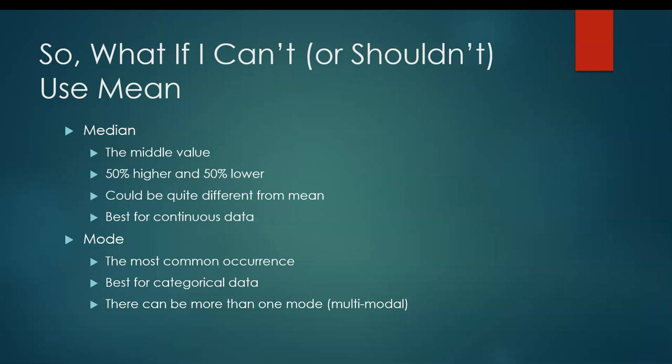And in some cases, it can be quite different than the mean, especially in the case where you have outliers. It's best for continuous data when you're looking at numerical values that could be in any range. And quite often in the news and the media, you'll hear the median house price. And there's a reason why they do median house price: 99% of the houses in a particular area fall within a certain range.